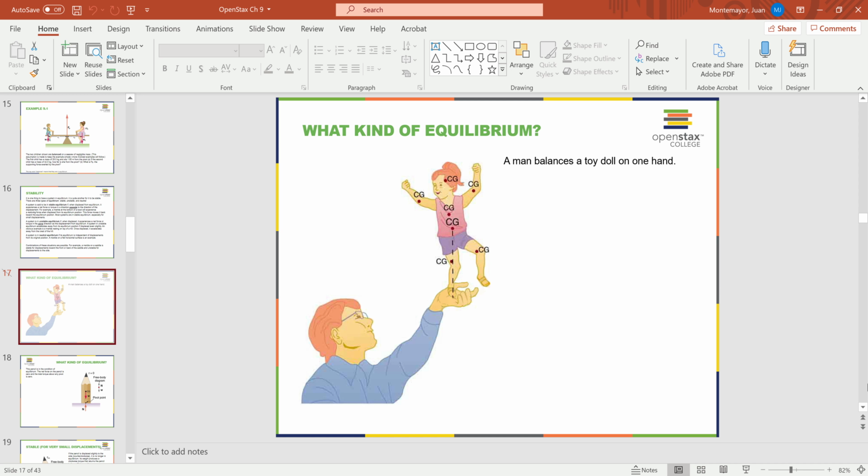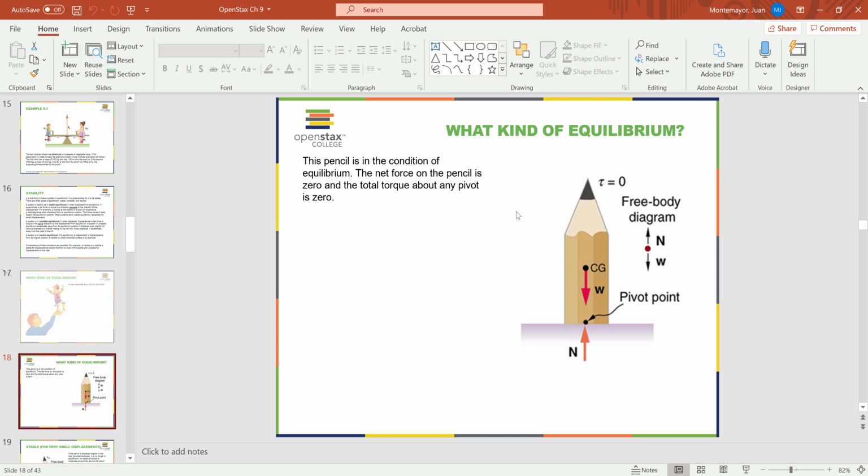So here, what kind of equilibrium is this? A man balances a toy doll on one hand. Here, we have our center of gravity. It seems to be very centered, but if the toy doll was even slightly moved towards the left or the right, it would become unstable. Here, the pencil is in the condition of equilibrium. The net external force on the pencil is 0, and the total torque about any pivot is also 0. So that pencil is not going to move unless there's an external force. So it's in stable equilibrium here.